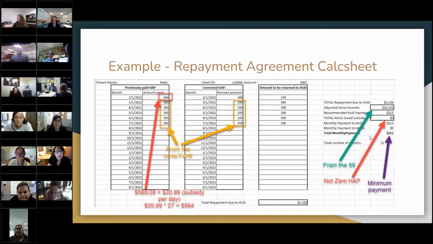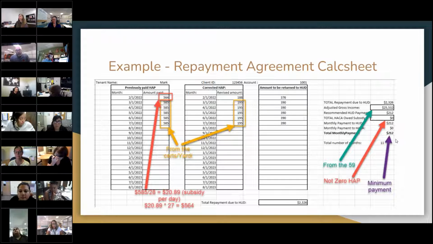And then it's all going to point to this minimum payment. So the rule here is that the household doesn't have to pay any more than 10% of their adjusted gross income. And that's why it's asking you up here for their adjusted gross income. So it can then calculate this to 212. We won't take any less than 212. We will happily take more than 212 per month. So these amounts are ultimately going to go into Yardi. Does everybody see kind of what went in and why the total was 2,326?